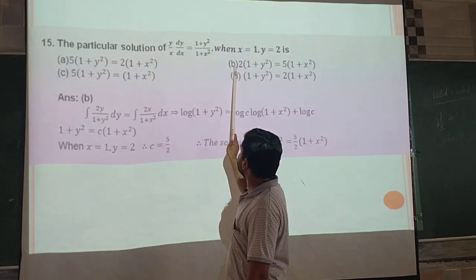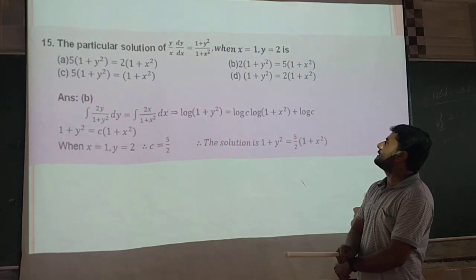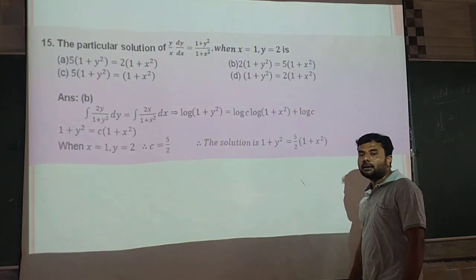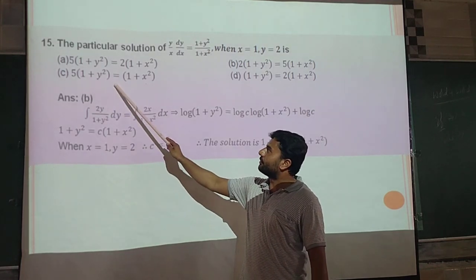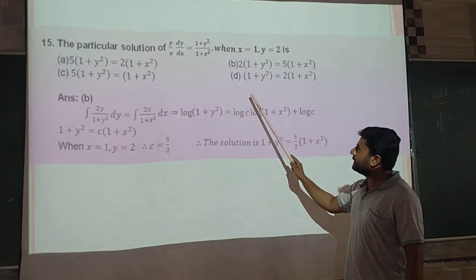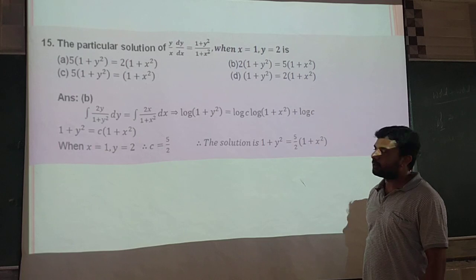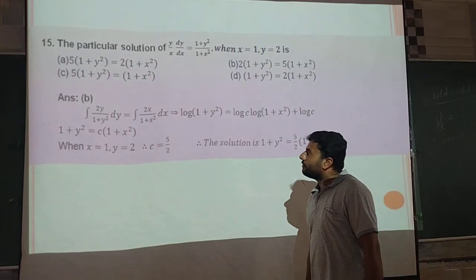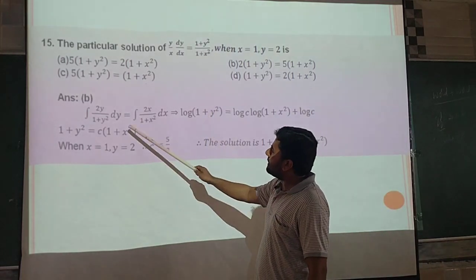(1 plus x square). Option B: 2 into (1 plus y square) is equal to 5 into (1 plus x square). Option C: 5 into (1 plus y square) is equal to 1 plus x square. Option D: 1 plus y square is equal to 2 into (1 plus x square). First we apply the variables separable method.